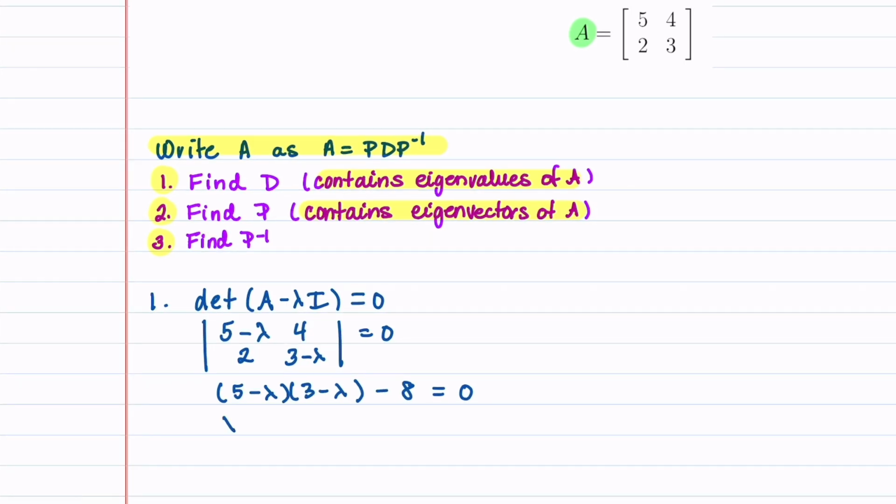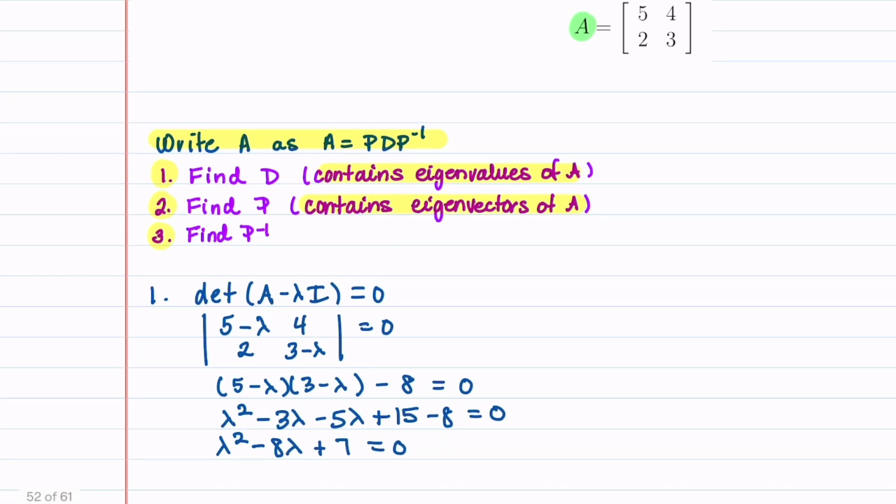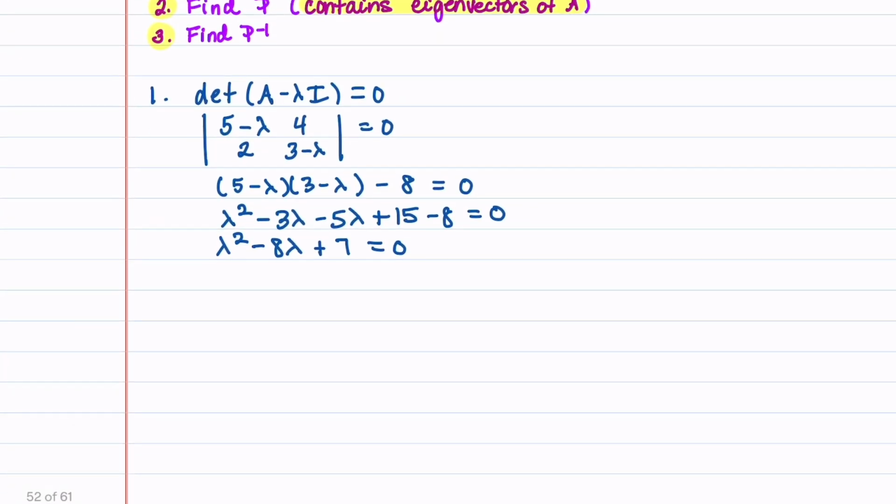Multiplying this out, we're going to get a lambda squared. We have a minus 3 lambda minus 5 lambda plus 15 minus 8. Combining like terms, we get lambda squared minus 8 lambda, and then 15 minus 8 is a 7, so plus 7. Give us a little bit more space. We can then factor this. We have lambda minus 7 and lambda minus 1 is equal to 0. So that gives us our eigenvalues. Lambda is equal to 7 and 1.